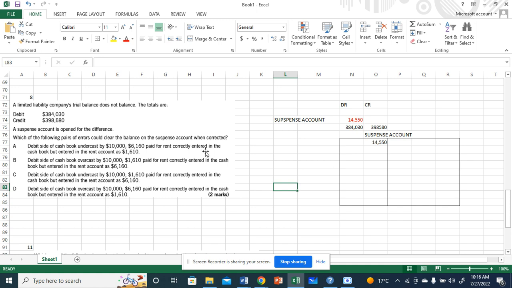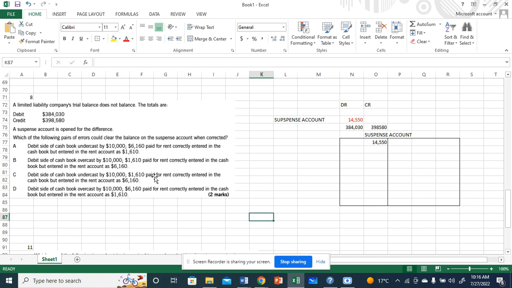Now it's saying which of the following pairs of errors would clear the balance on the suspense account when corrected. Number one, the debit side of the cash book has been undercast by 10,000. And 6,160 paid for rent, correctly entered in the cash book, but entered in the rent account as 1,660. So let's see this.